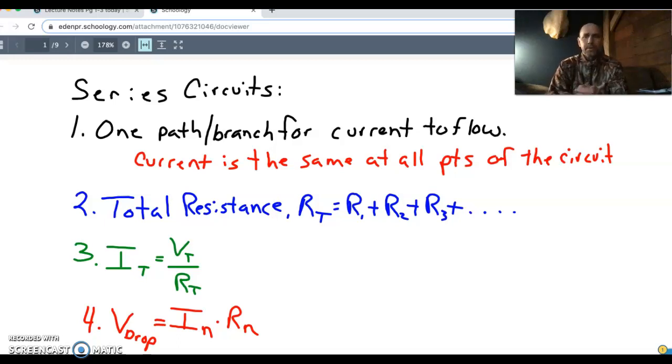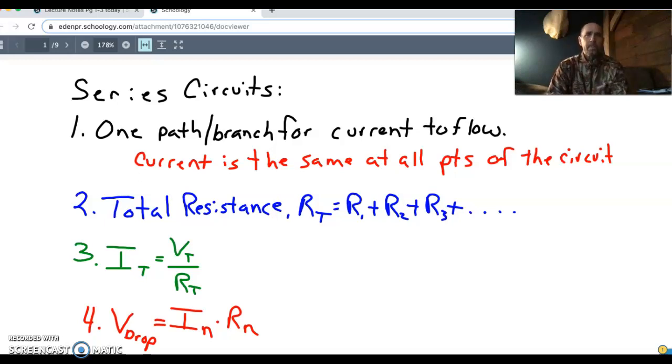So the first page lists 5 characteristics of a series circuit. And then on the second page, I build an example problem. And then the third page is a sample test question, is what that looks like. I'm not sure if we're going to be testing that way in this online environment, but if we're in person, that's what that would look like.